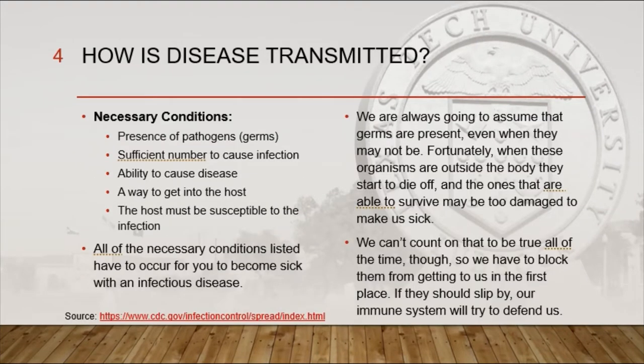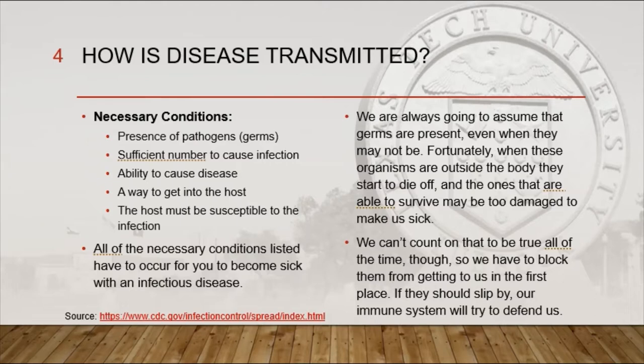First, let's discuss how disease is transmitted. There are necessary conditions, including the presence of pathogens or germs, a sufficient number to cause infection, the ability to cause disease, a way to get into the host, and the host must be susceptible to the infection. All of the necessary conditions listed have to occur for you to become sick with an infectious disease. We will always assume that germs are present, even when they may not be. Fortunately, when these organisms are outside of the body, they start to die off, and the ones that are able to survive may be too damaged to make us sick.